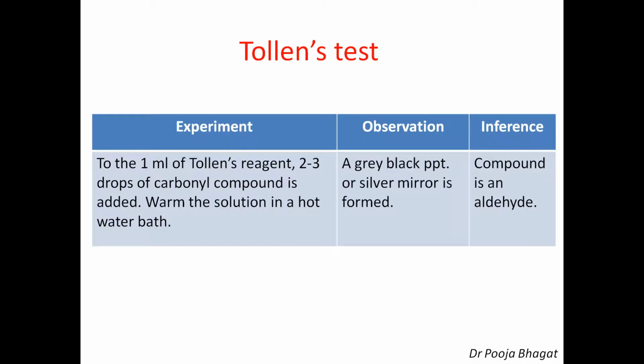Now I'll tell you how you will perform the test. This is how you can make the observation table: experiment, observation, inference. In the experiment, to 1 ml of Tollens' reagent, 2-3 drops of carbonyl compound are added in the test tube. Warm the solution in a hot water bath. A grey-black precipitate or silver mirror is formed. I have already explained why we get the grey-black precipitate or silver mirror. It is due to the formation of metallic silver. So the compound is an aldehyde.